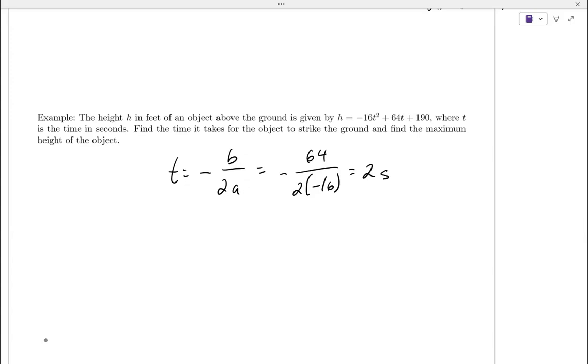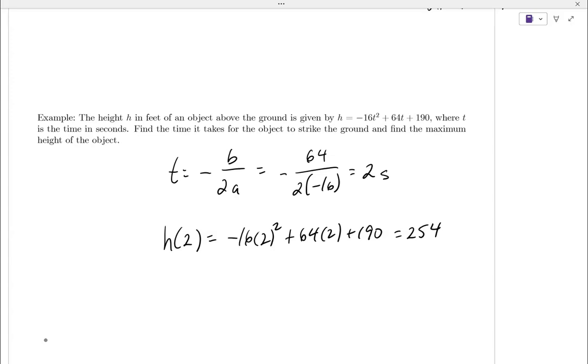But that's not what the problem's asking for. The problem's asking for maximum height. So what do we do with this 2? Plug it in. Plug it in for t. Good. Oops, forgot my squared. Sorry. All right, so what do we get? 254? If I added right? I got 254. Okay, cool.